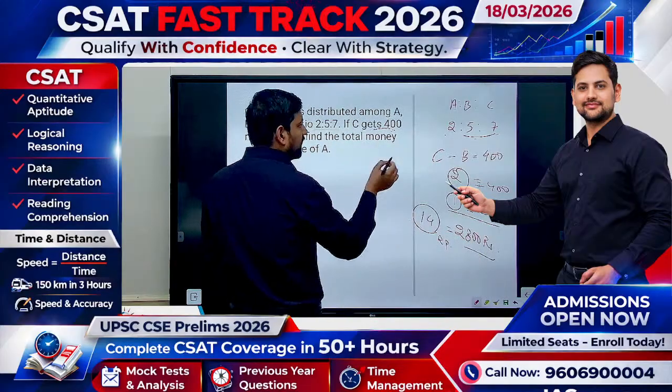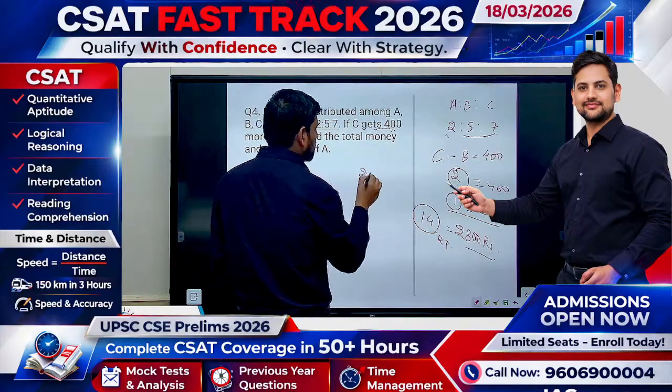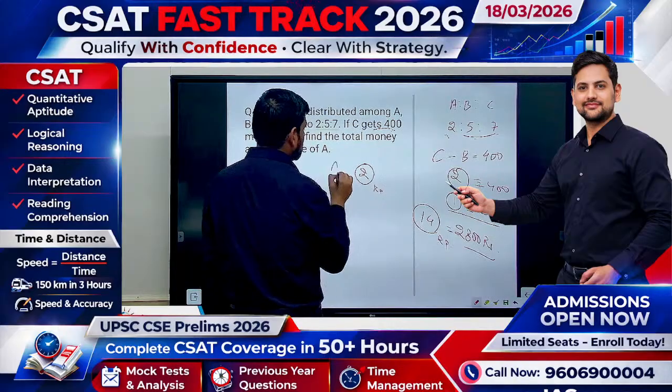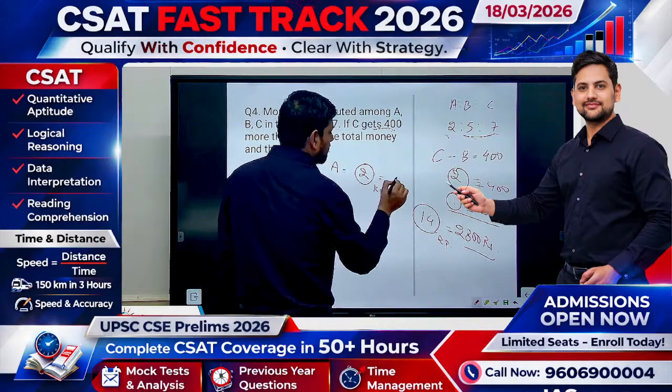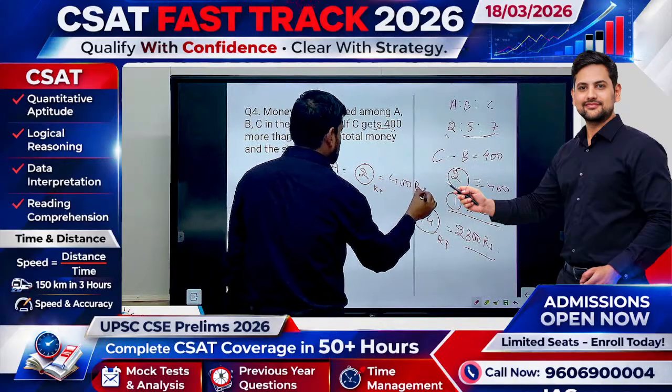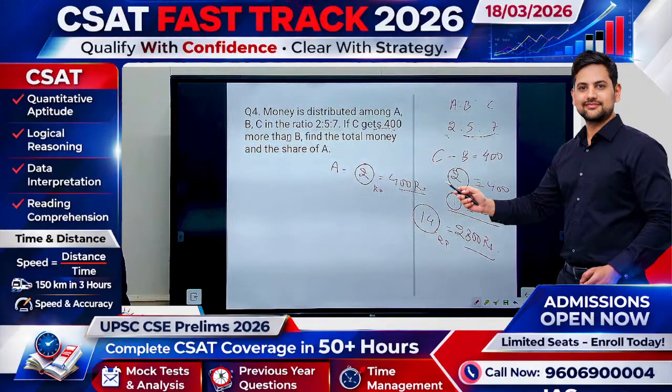Similarly, the share of A is 2. So this becomes 2 ratio points. This is the share of A. So 200 into 2, that is 400 rupees. Simple.